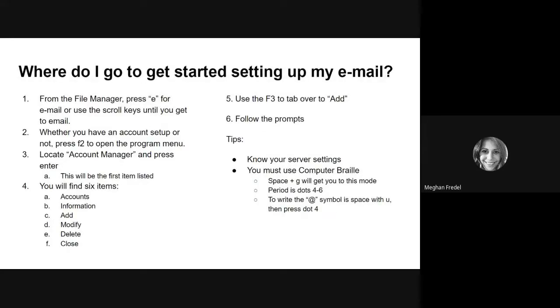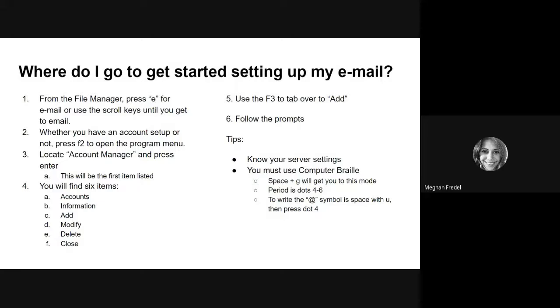To get started with email setup, you're going to first go to the email menu. If it's not set up, it's going to let you know that you don't have an account set up and that you need to set one up. So go ahead and open the program menu by hitting F2. Then you're going to locate the account manager, which is going to be your first item listed. Under that, there's going to be 6 items: accounts, information, add, modify, delete, and close. Go ahead and use F3 to tab over to add and press enter to follow the prompts.